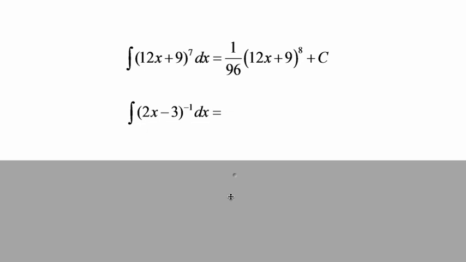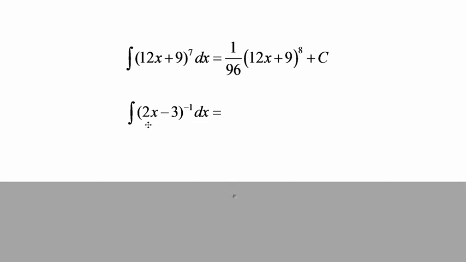And one last example, if I had (2x - 3)^-1, and I wanted the antiderivative of that, again, I would have to follow a whole new set of rules, because if I add 1 to the exponent, I would get 0, and I would have to divide by that 0. Well, that's not something that we can do.